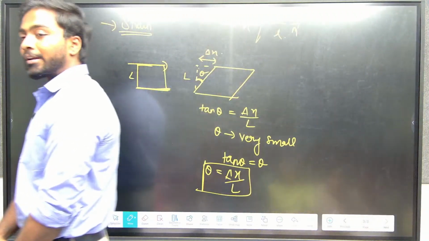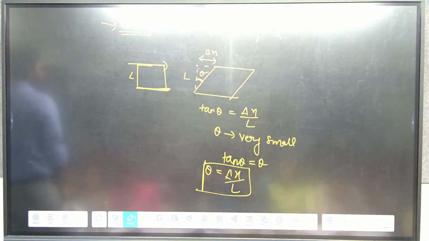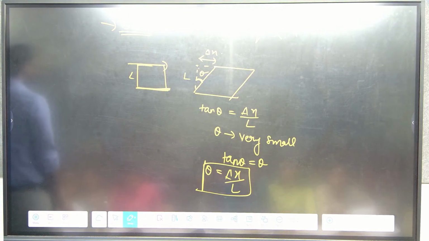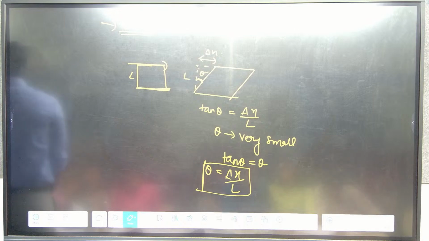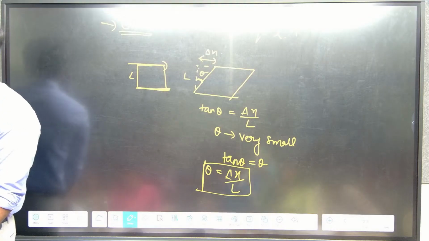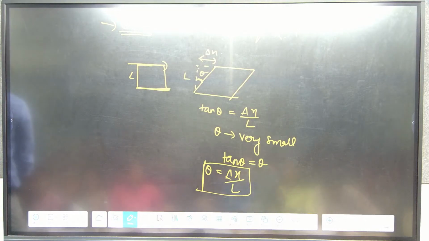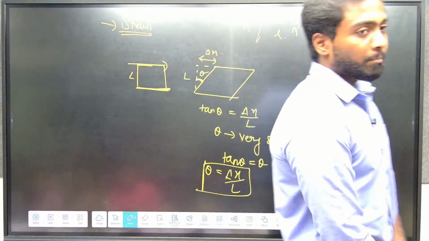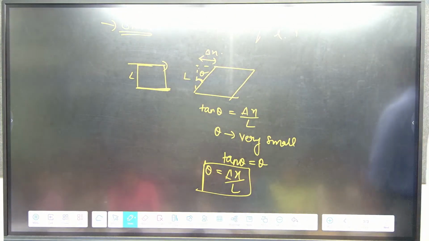So the final one is volumetric or bulk. Completed? Not completed. So next one is volumetric stress or bulk strain. I mean volumetric strain or bulk strain.